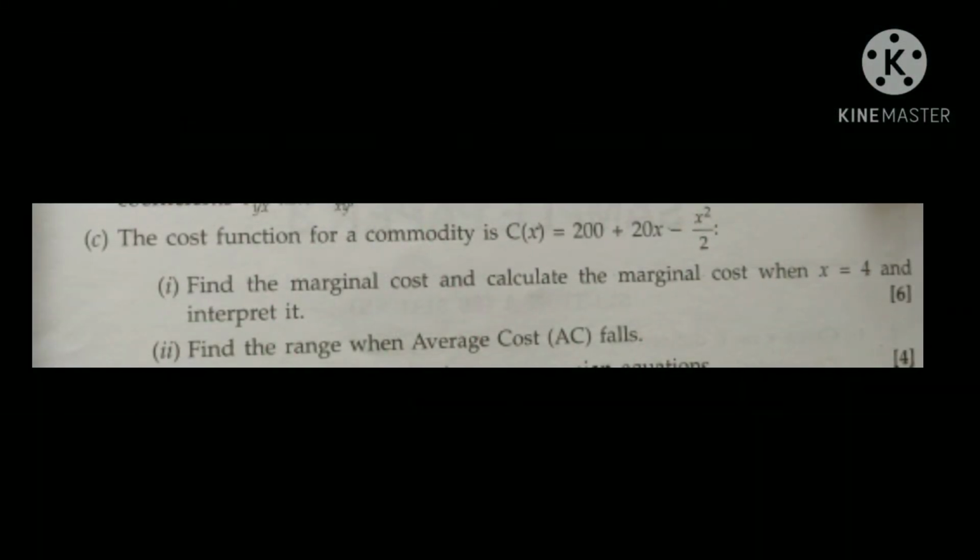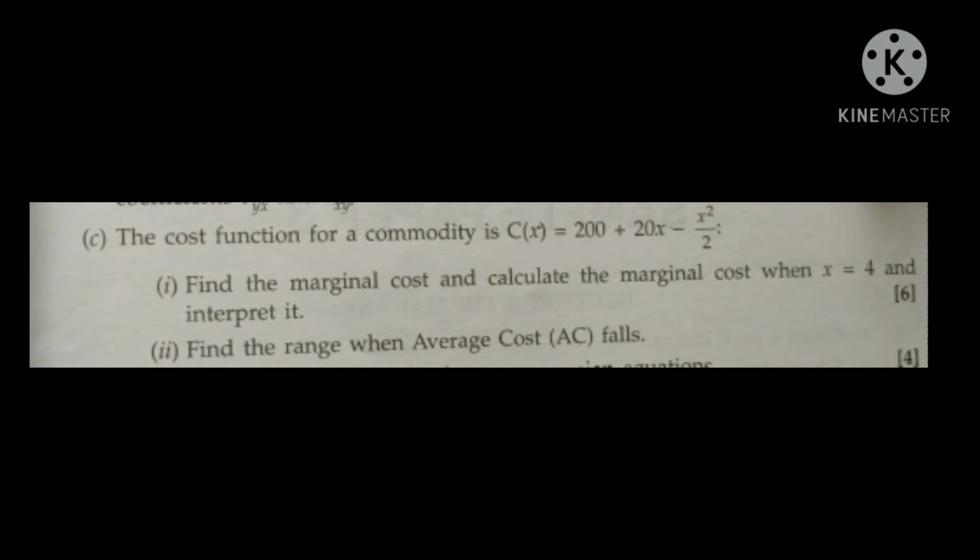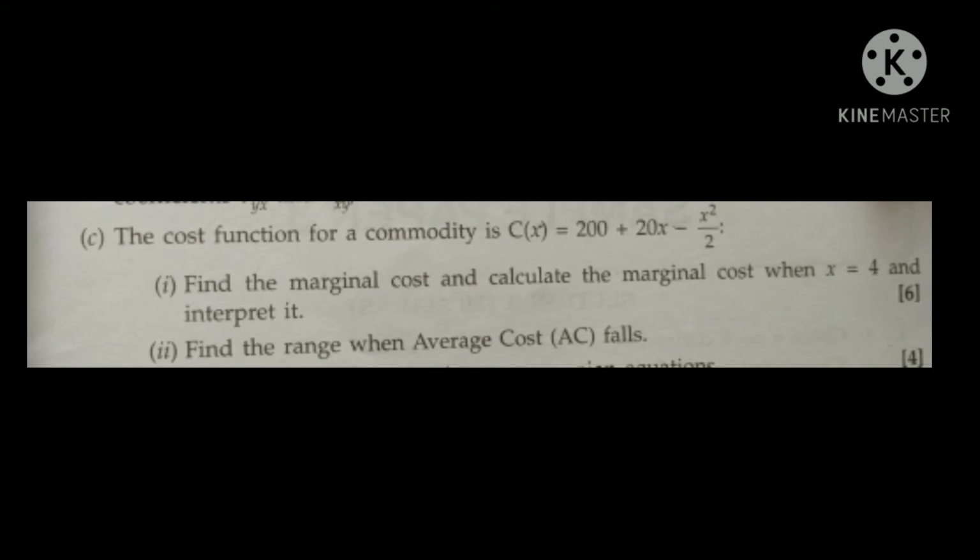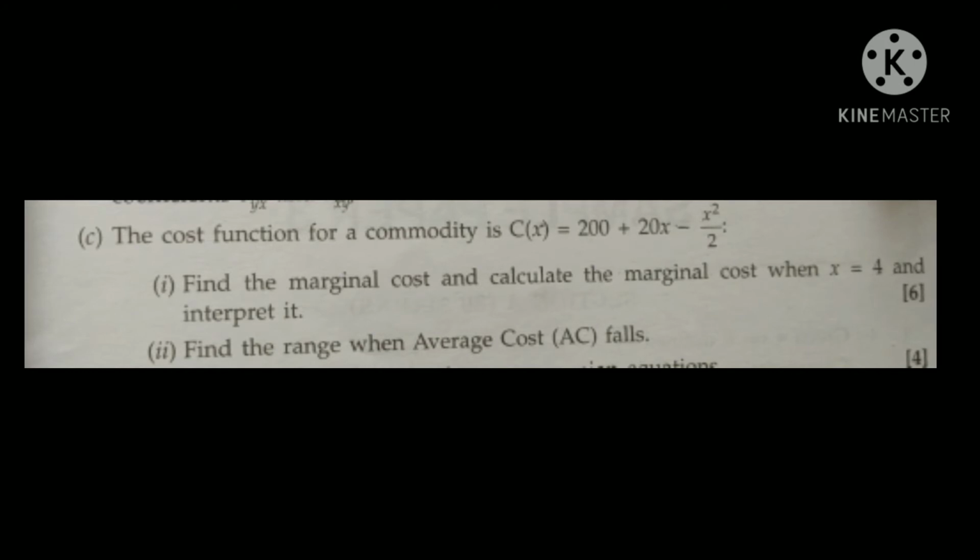Now in the next problem, it is the cost function. The cost function of a commodity is given. We have to find marginal cost and calculate marginal cost when x is equal to 4 and interpret it. Find the range when average cost falls.